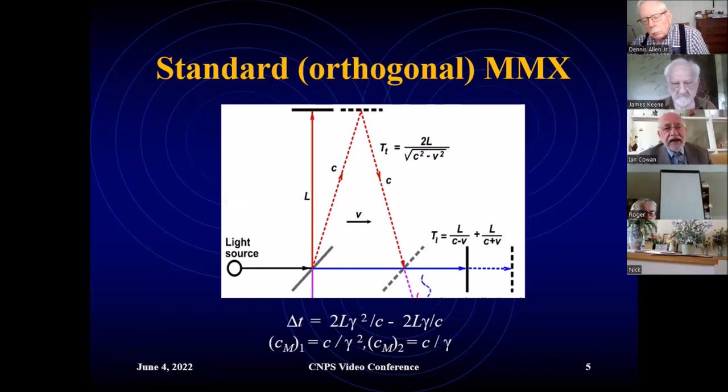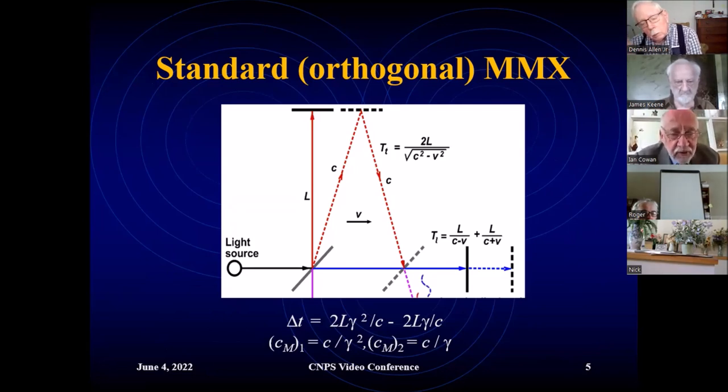Now, this is the standard orthogonal MMX, which Denny referred to. It's just generally given. You can see the light source, the blue ray is going in the direction in which the interferometer is moving. I better just watch the time, actually. And if I'm overrunning, just shout, Denny. And the interferometer then has moved to the dotted line by the time the light ray gets there. So it's gone a bit extra.